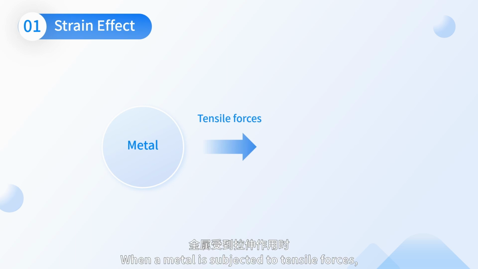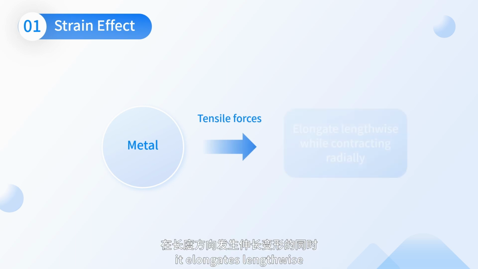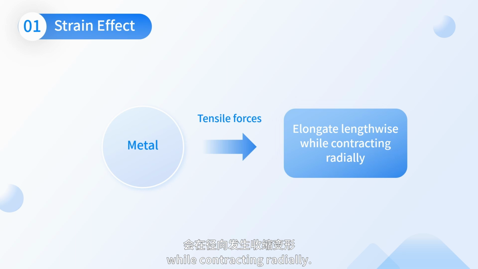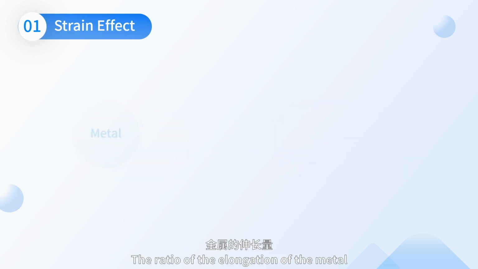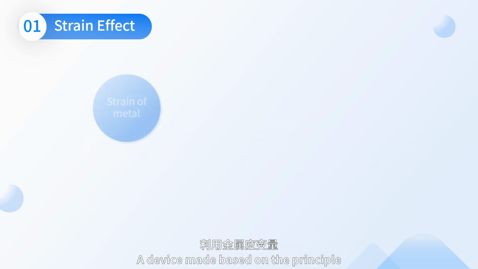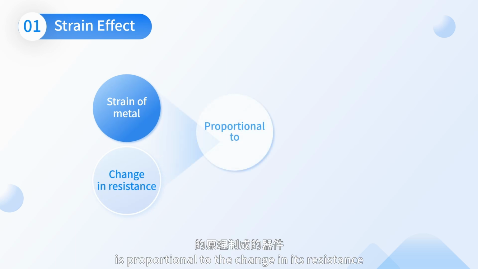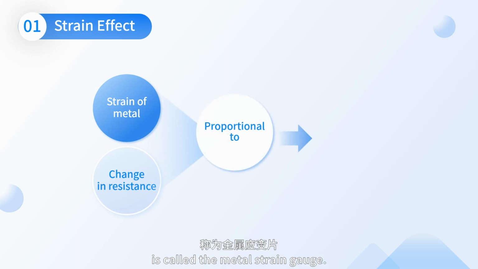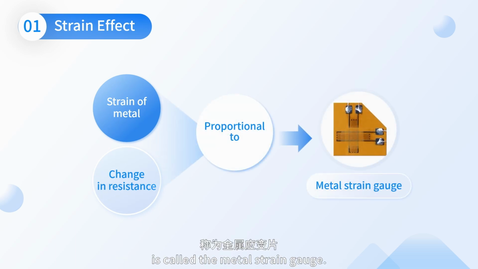When a metal is subjected to tensile forces, it elongates lengthwise while contracting radially. The ratio of the elongation of the metal to its original length is known as strain. A device made based on the principle that the strain of a metal is proportional to the change in its resistance is called the metal strain gauge.